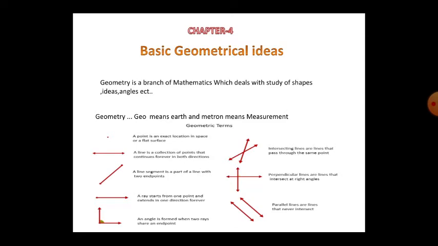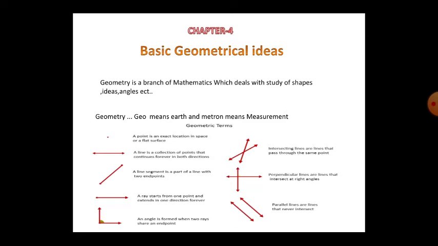Ray. A ray starts from one point and extends in one direction forever. A ray starts from one point, and in the other direction it extends endlessly. A ray has only one endpoint. Understood? Sun rays, a bulb, so many rays can fall. These are all examples of a ray.